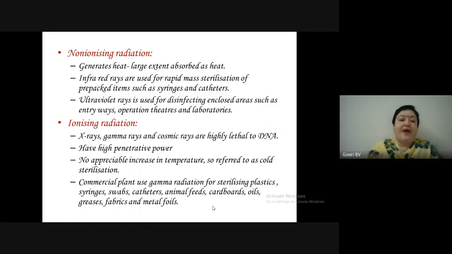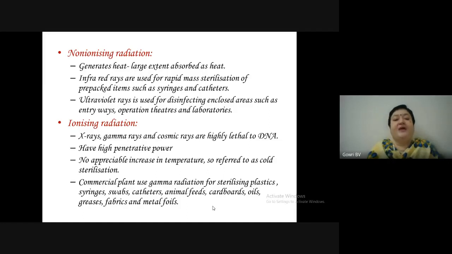On the other hand, we have ionizing radiation, which includes X-rays, gamma rays, and cosmic rays, which are highly lethal to DNA, and they have high penetrative power. It has no appreciable increase in temperature, so it will not raise the temperature. It is also referred to as cold sterilization, and a very important competitive exam question, cold sterilization. So the ionizing radiation, X-rays, gamma rays, and cosmic rays, even though they are lethal for the DNA and have high penetrative power, does not increase the temperature or heat, so it is referred to as cold sterilization.